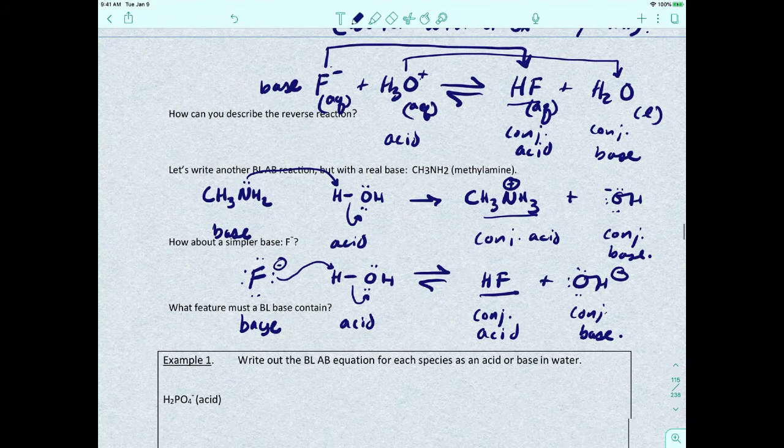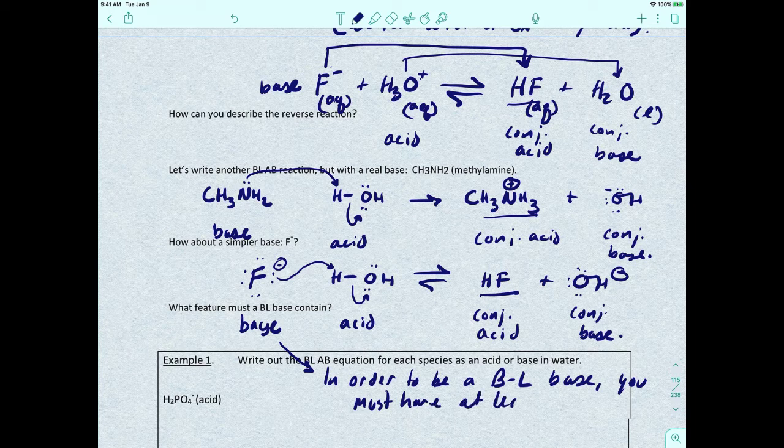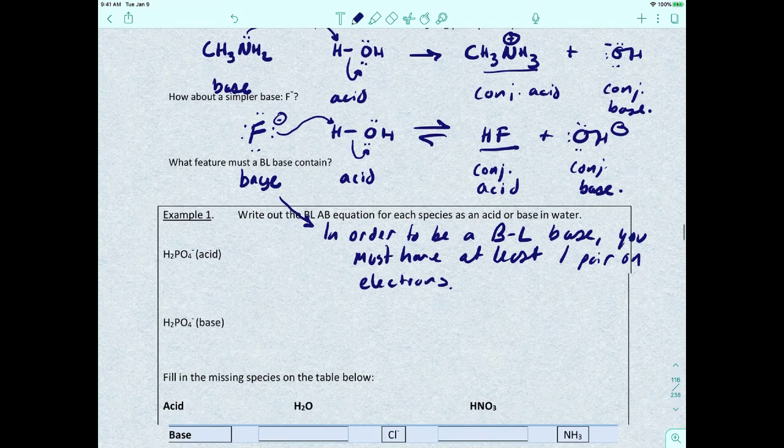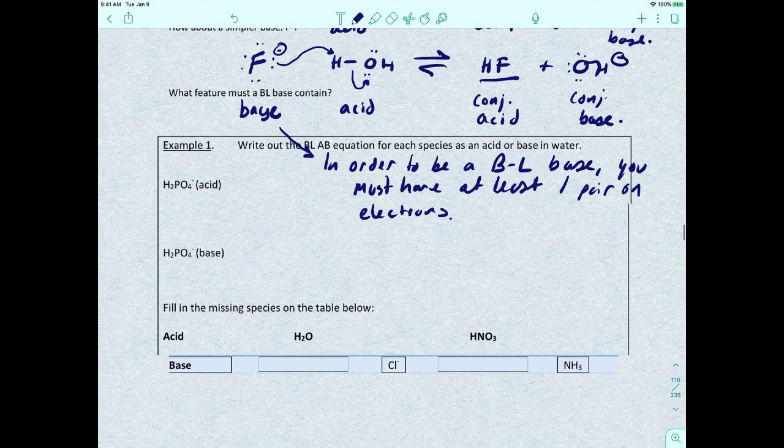Okay. All right, so what features does a Bronsted-Lowry base contain? In order to be a Bronsted-Lowry base, you must have at least one pair of electrons.